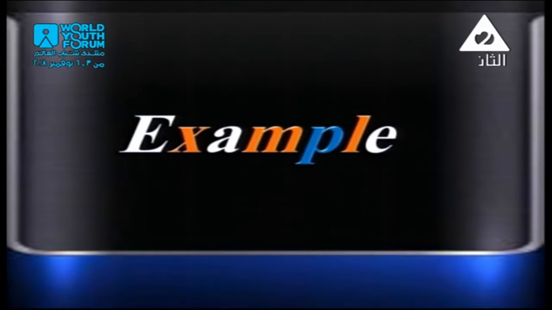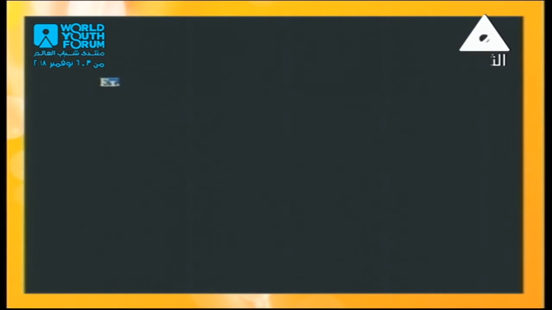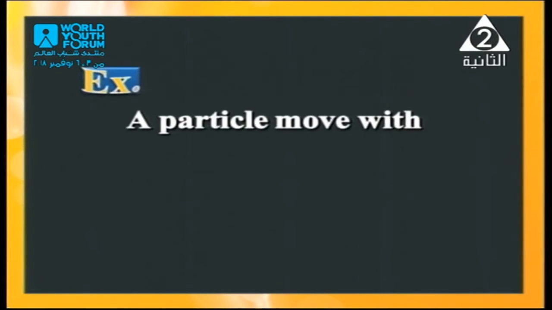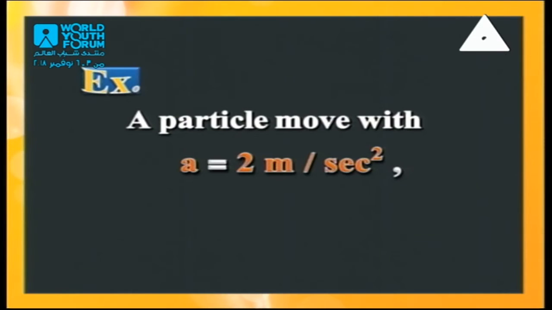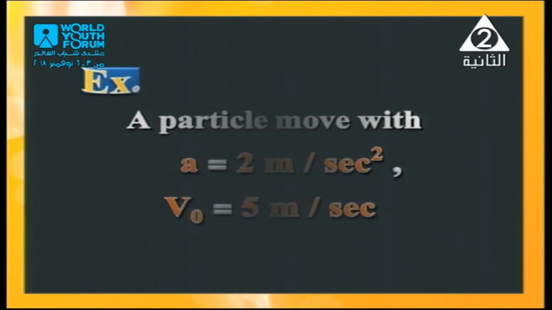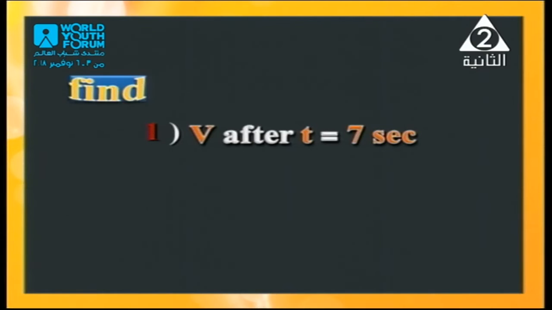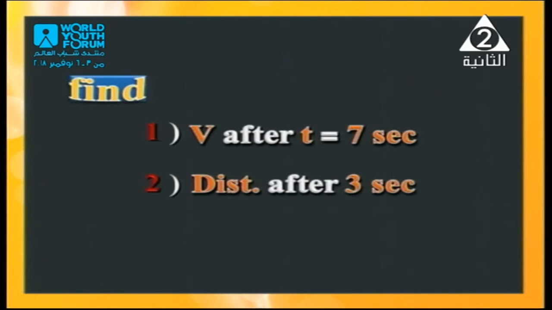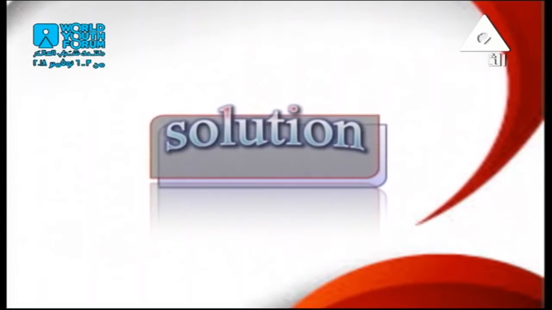Example, my dear student, look at this. A particle moves with acceleration a equals 2 meters per second square. Initial velocity v naught equals 5 meters per second. What is the required? Find the final velocity after t equals 7 seconds, and the distance after 3 seconds. Look at the solution, my dear student.